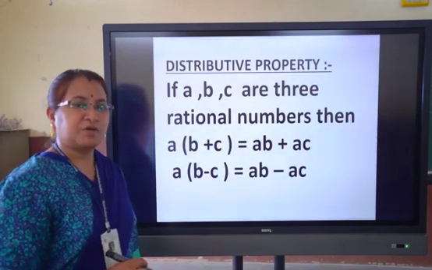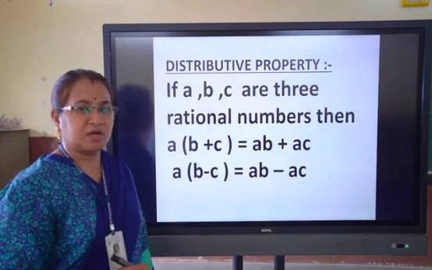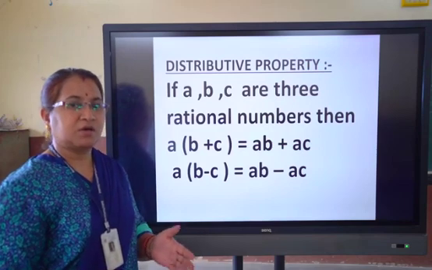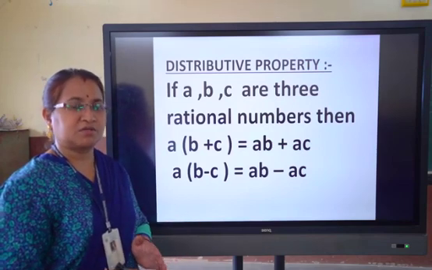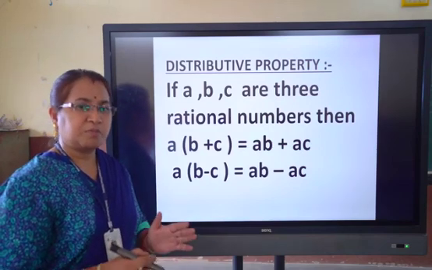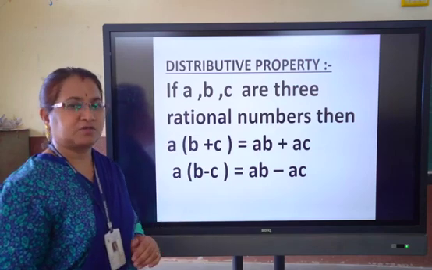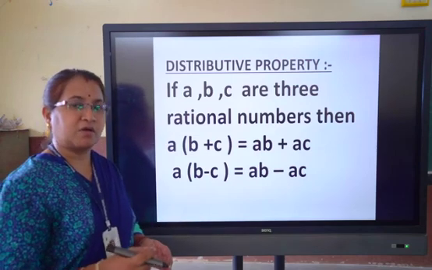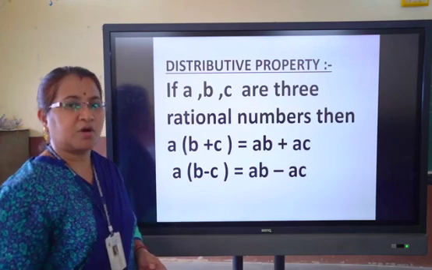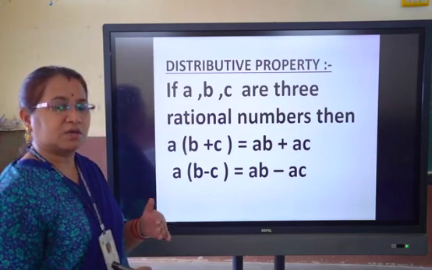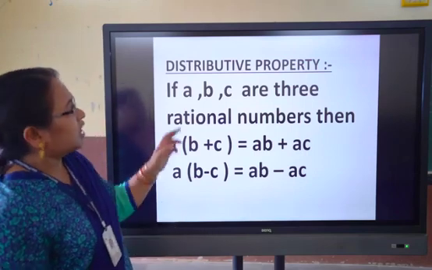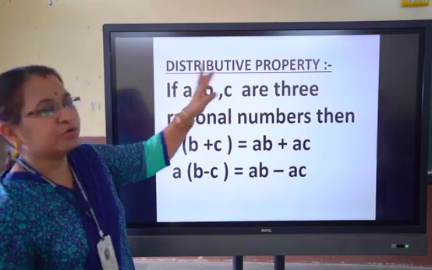So in our last video we already discussed rational numbers: what rational numbers are, and the three properties, which are the closure property, commutative property and associative property, and how they are satisfied or not satisfied for the four different operations. Today we will discuss some more properties, and the next one is the distributive property.